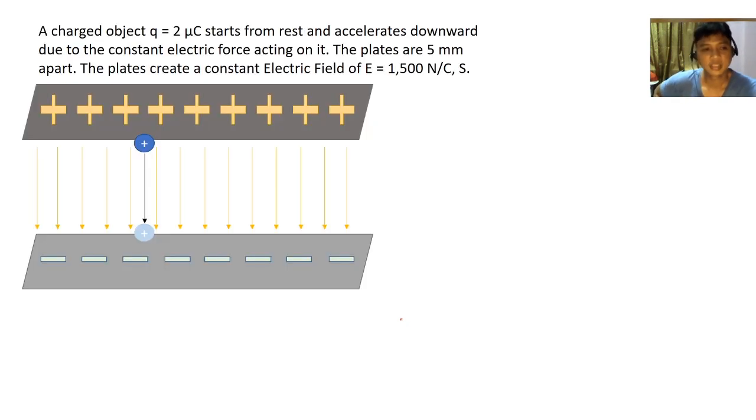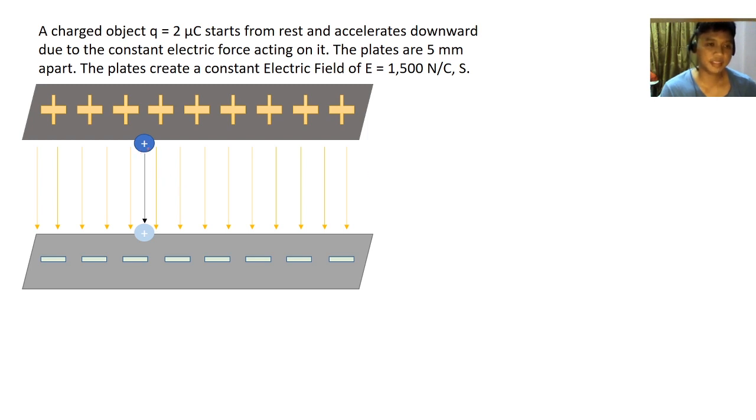So, how about this? A charged object Q equals 2 microcoulombs starts from rest and accelerates downward due to the constant electric force acting on it. The plates are 5 millimeters apart. The plates create a constant electric field of E equals 1,500 newtons per coulomb south. Again, in this setup, the electric field is constant between the plates.